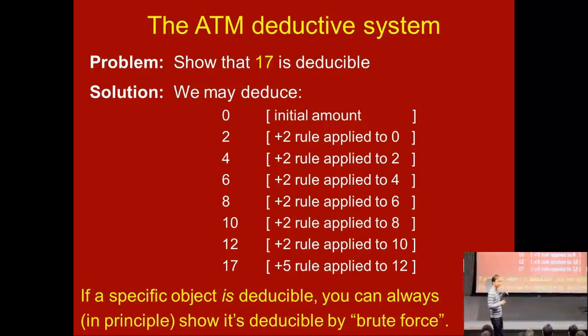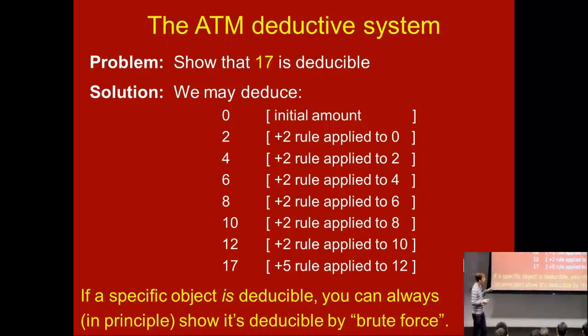And I also bring this up to illustrate a point that is worth remembering, which is that let's say I give you a specific object and it's really deducible, like 17. Like, I don't give you 3, but something that's really deducible, like 17. Basically, you can always, in principle, show that it's deducible in a brute force way. Like this is a valid proof, and it's kind of a brute force proof where you're just like, voila, I deduced it.